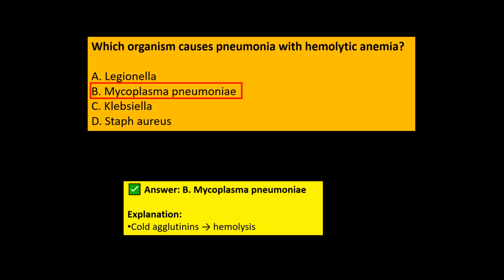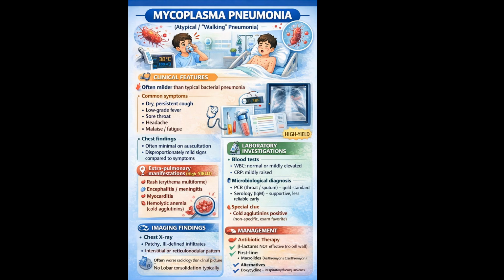Mycoplasma is an atypical pneumonia. It causes hemolysis because of cold agglutinin. So here is a diagram that shows Mycoplasma pneumonia. What are the main features? Mycoplasma pneumonia is usually called atypical or walking pneumonia.